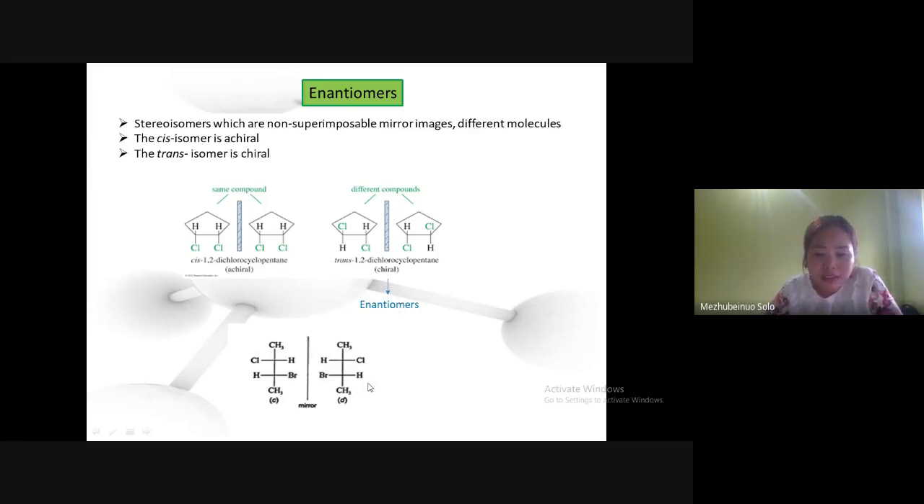And I have another example here, an open chain compound, where our mirror image and the image are not similar.